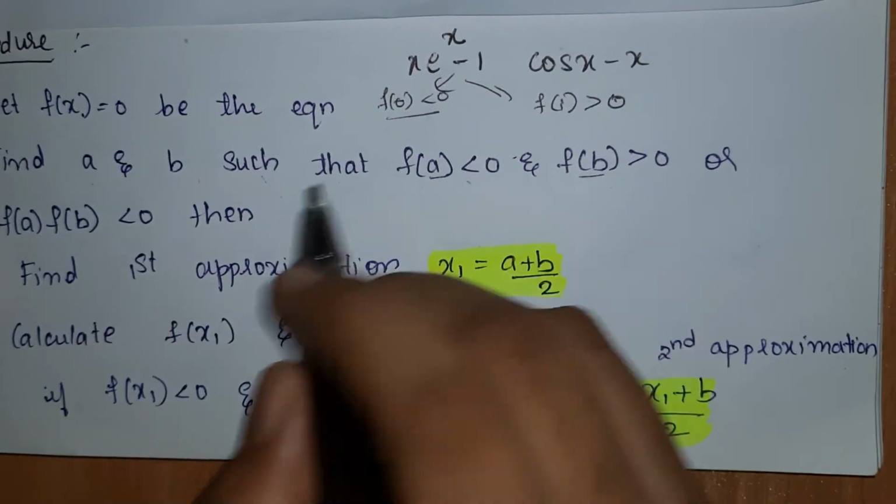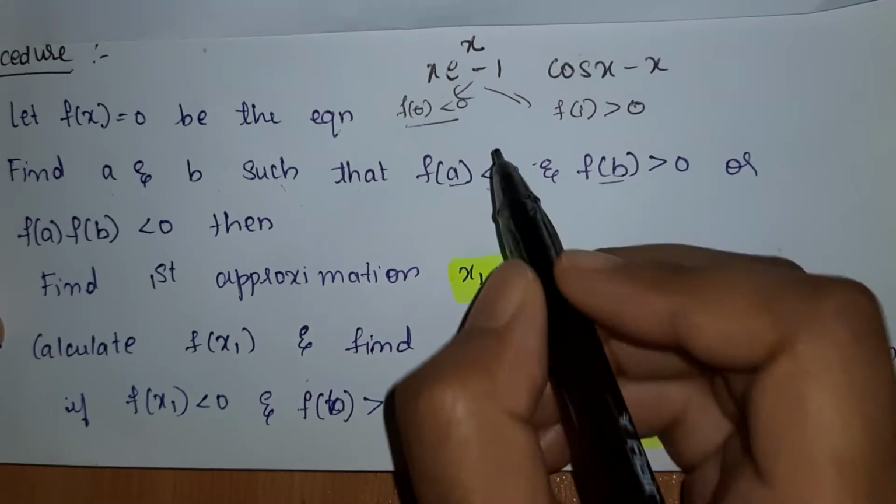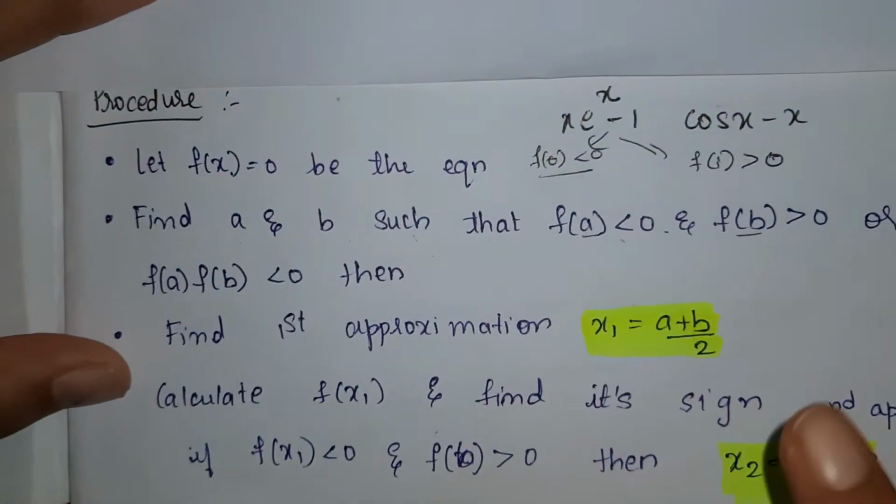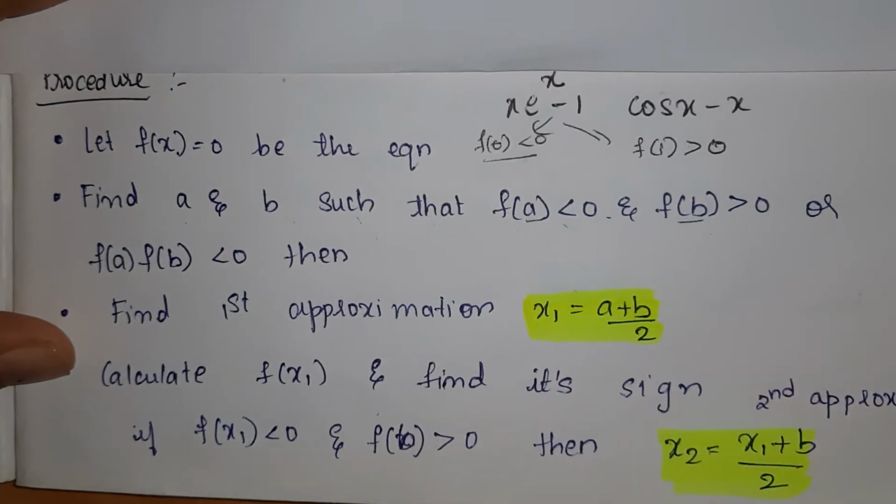And if we multiply f of a and f of b, since this value will be negative, it will be less than 0. So in such a way we have to take. If I do more examples, you'll understand.